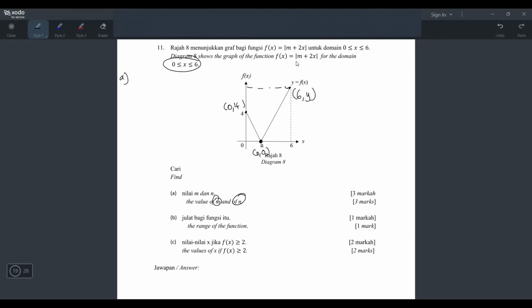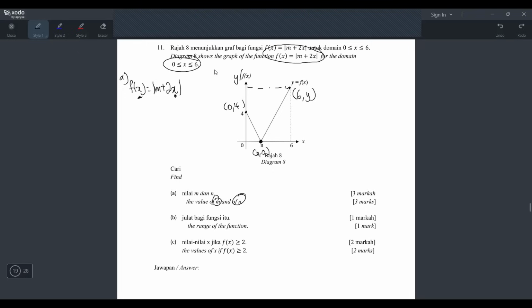It's very simple. If you look at this equation, f(x) equals modulus m plus 2x, to find m all you need to do is substitute in the x and y. Do you agree? y and f(x) are the same thing. So do you have the x and y? Yes, (0, 4). You cannot use the other points because they are not complete: one has only y but no x, and the other has x but no y. To find m, you need both. So that's why you substitute (0, 4).